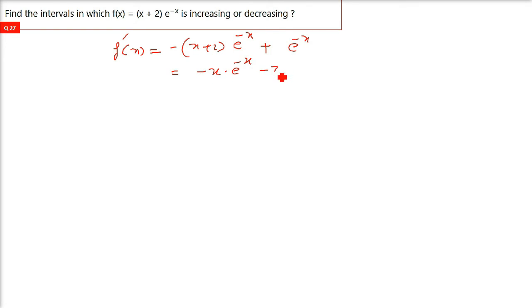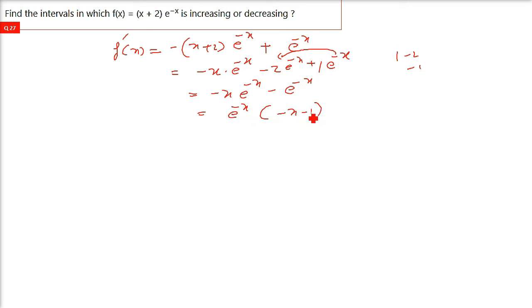So what do you get? Just multiply inside, so you are getting this one. Now e^(-x) minus 2e^(-x) will be minus e^(-x). That means if you take the last two terms, 1 minus 2 is going to be negative. So it will be minus x e^(-x) minus e^(-x). What you can do is take e^(-x) common, and minus x minus 1 will be inside.